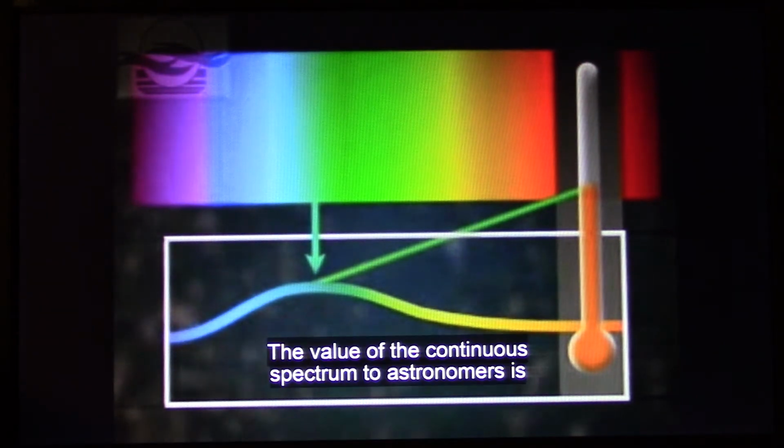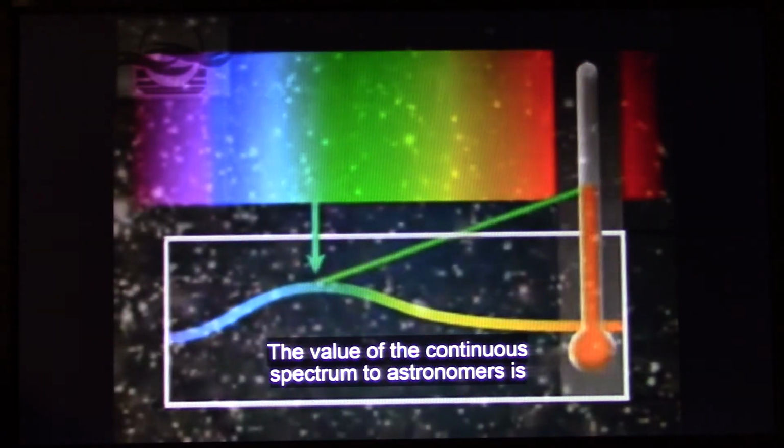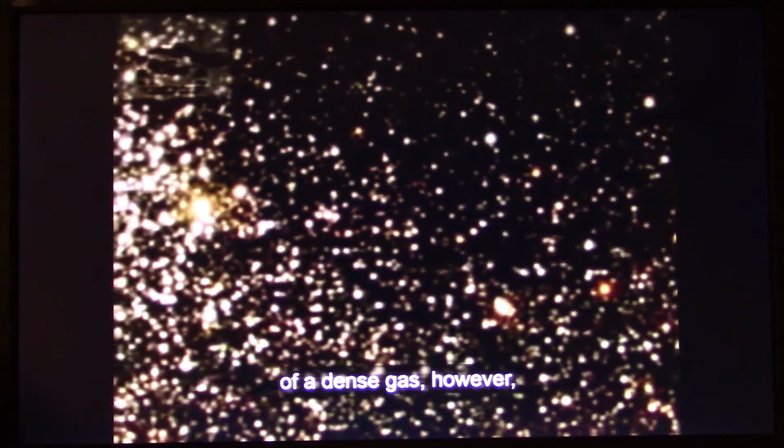The value of the continuous spectrum to astronomers is that it easily reveals an approximate temperature of a dense gas. However, unlike the emission line spectrum, it does not reveal the composition of that gas.